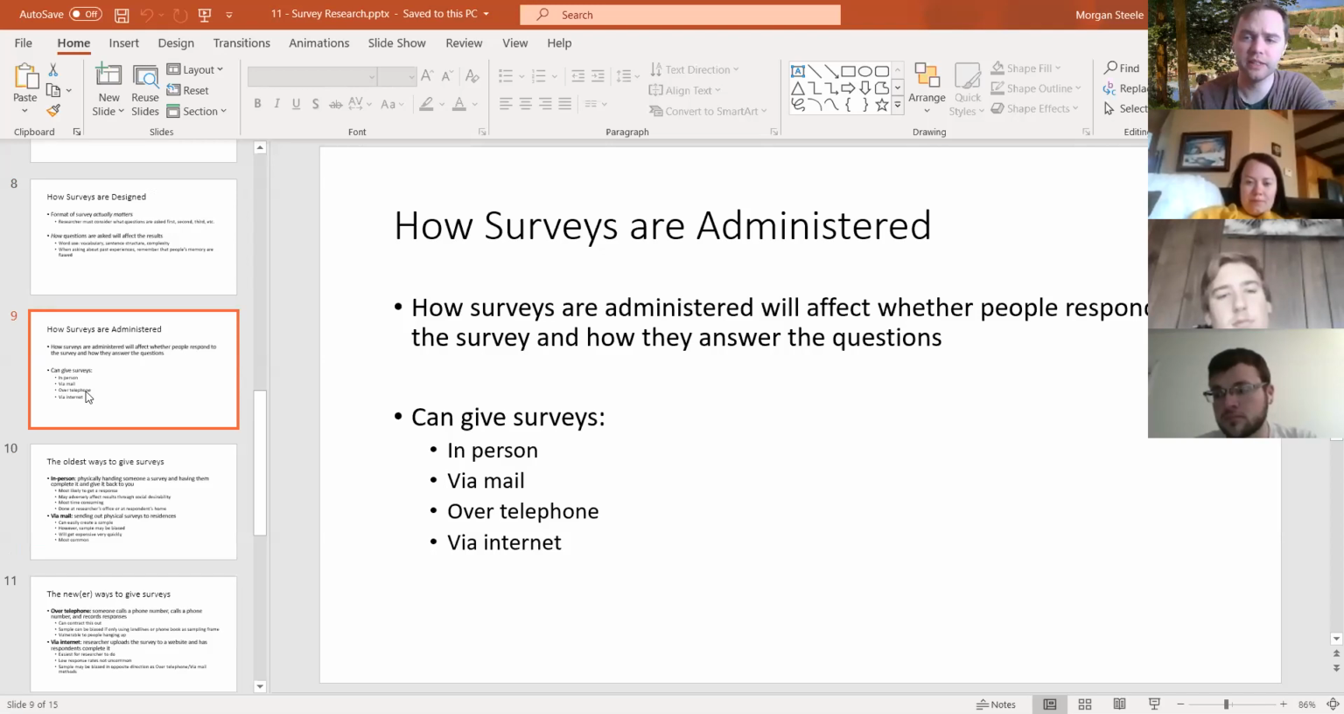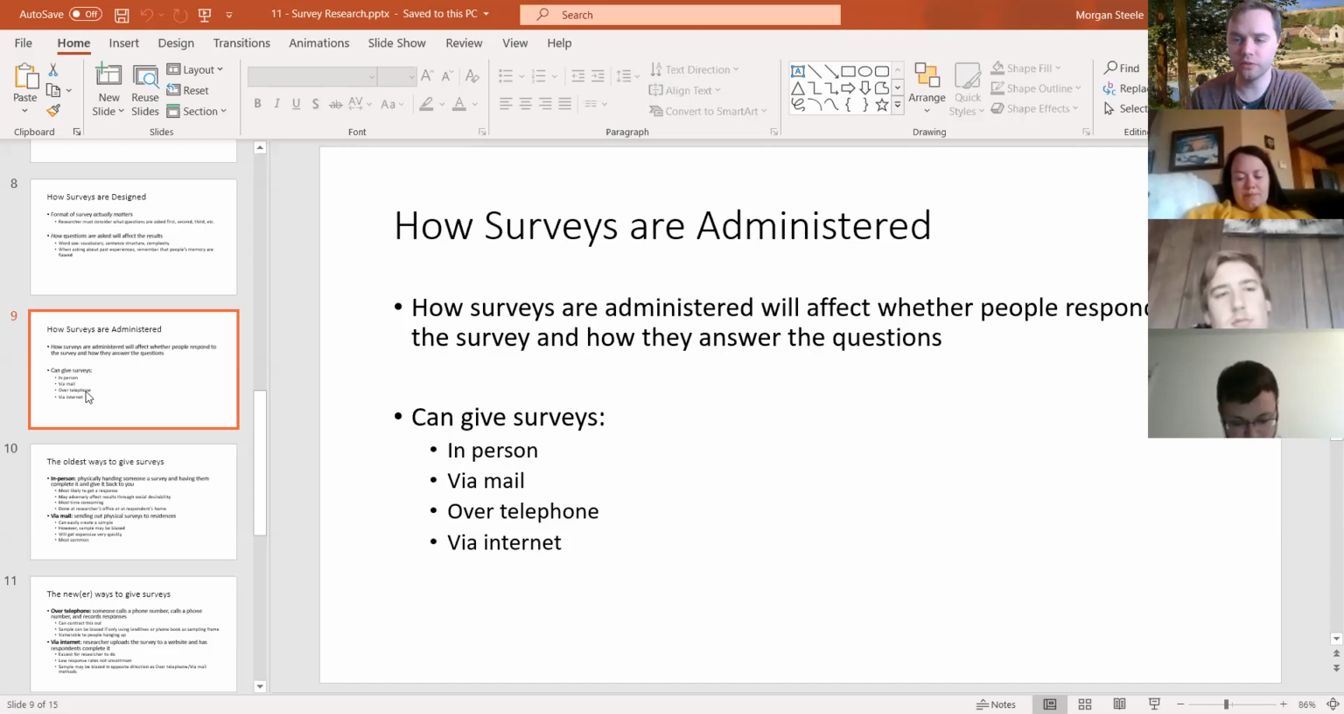So when we talk about administering surveys, it's not just the format, it's not just how the questions are asked, but also how are you giving the person the survey? So basically we have 4 ways that we can give someone a survey. We can do it in person, actually handing you a piece of paper and then collecting that paper at the end. We can mail it to you, like the census. We can call you over the phone, which in this day and age, fewer and fewer people are doing now. And we can also use the internet to survey people.